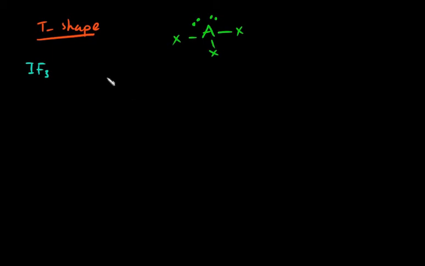So let's draw the iodine atom in the center and three fluorine. As we know, iodine has 7 valence electrons, so if it used 3 of them, it will have 4 left. 4 electrons means 2 lone pairs. So finally this is a T shape.